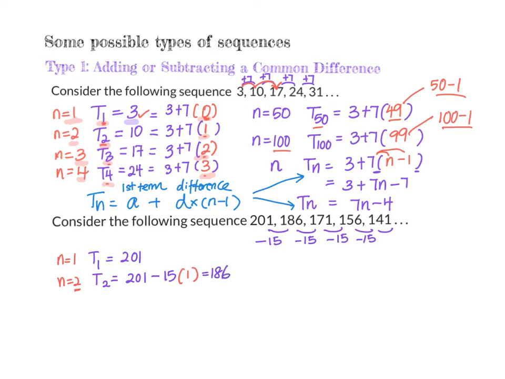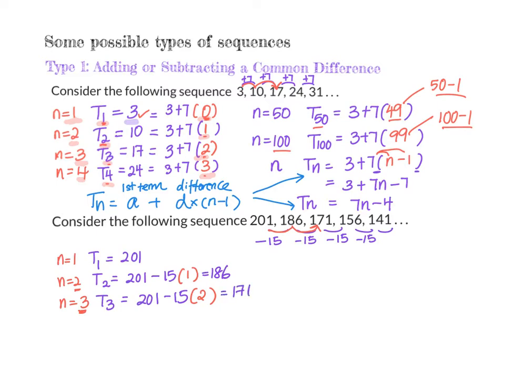186. Now, if I have n equals 3, term 3, I will start from 201. I'm going to subtract 15, but how many times? When n is 3, term 3, I subtracted only 2 times. So to get to the third term, I skip, skip, I only do 2 times. So that gives me the number 171.